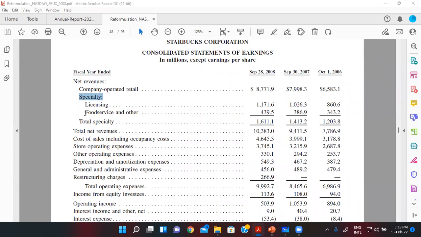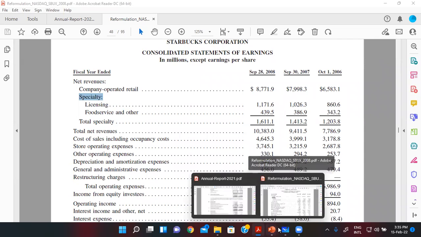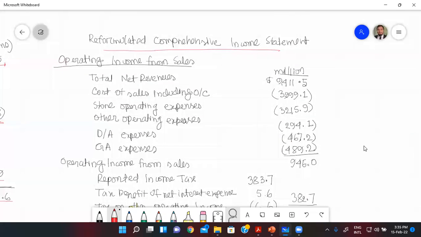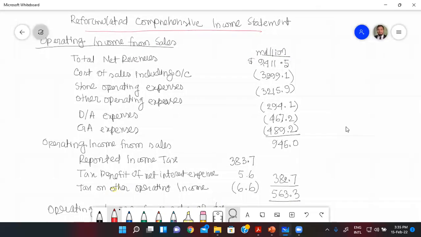Okay, so now follow from the text or from the annual reports. I do not know whether it is available with you, but as I have opened the whiteboard window, I cannot keep the 10-K report open. Okay, you see, I have started from the total net revenue, not from the first net revenue.